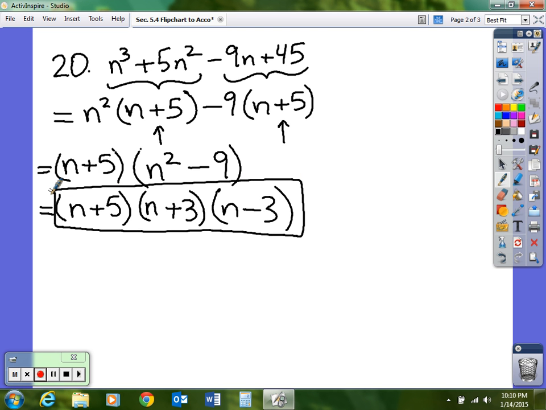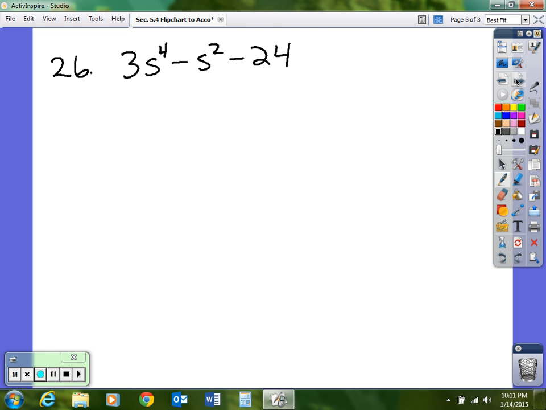Remember that we are not always guaranteed that either one of the two sets of parentheses that we got at this step here can actually be factored further. Let's move on to a third problem. Problem number 26. This is factoring polynomials that are in quadratic form.